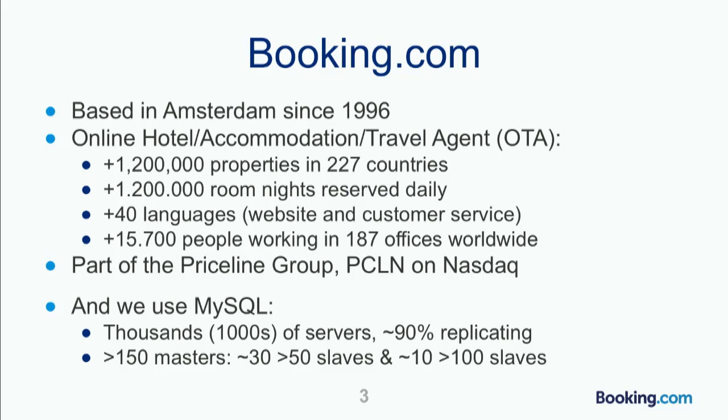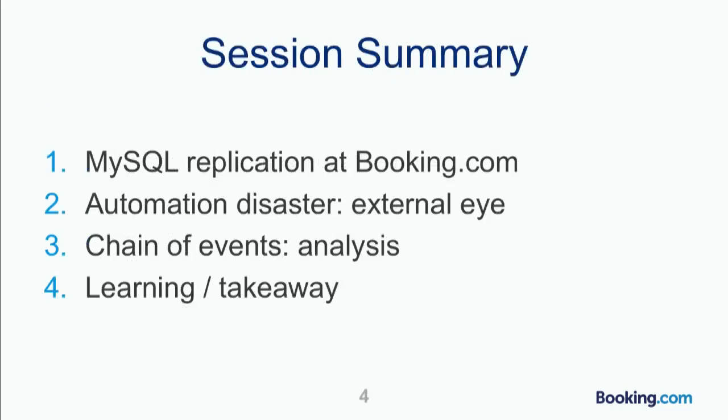We have several thousand servers. A large number of those boxes replicate. So we have a large number of masters, and we also have quite a varied set of topologies. Some replication chains have a few slaves, and we have a few that have 100 or more.